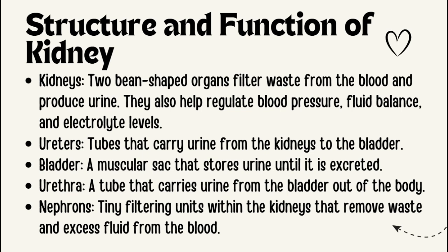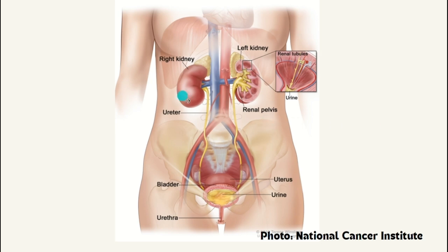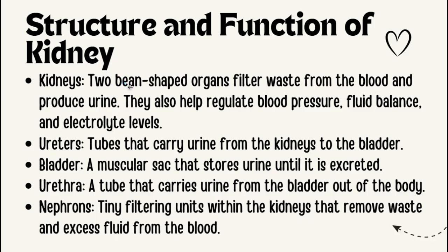Basically it filters out waste from the blood, and we talked about why that's so important, because all that buildup in your body can literally kill you. It can also help to regulate blood pressure, fluid balance, and electrolyte levels. If we're just going to look at how it's shaped, we have two kidneys, a kidney on the right and a kidney on the left. So that's the structure of it.